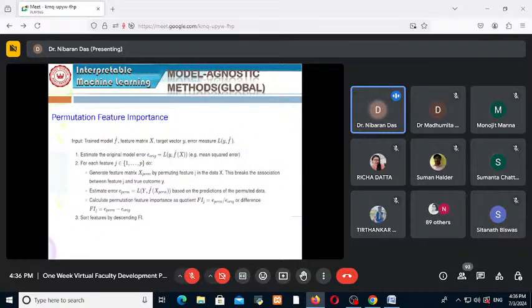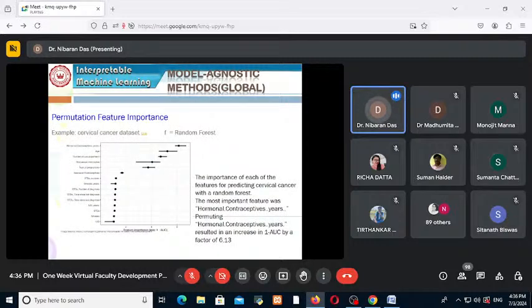So this is the corresponding algorithm, and we could represent this here. We may notice that hormonal contraceptive years played an important role for cancer prediction. This shows the importance of each of the features for predicting cervical cancer with a random forest. The most important feature was hormonal contraceptive years. Permuting it resulted in increasing the error, the one minus AUC, by a factor of 6.13, which is shown here.